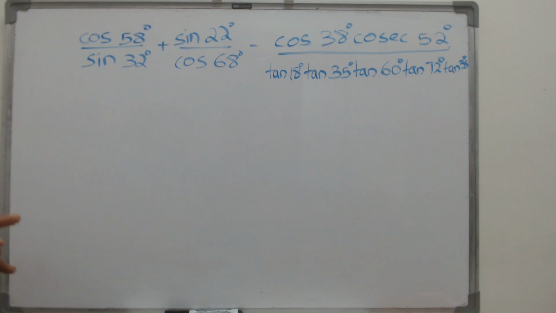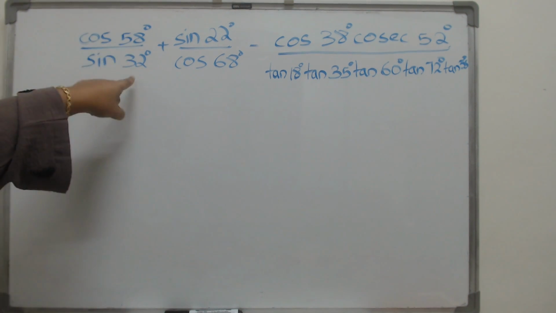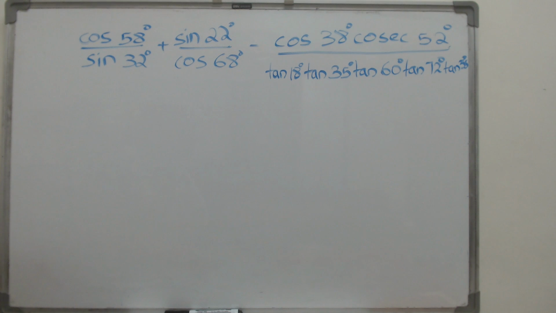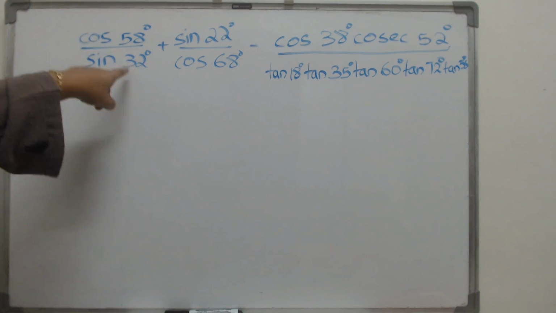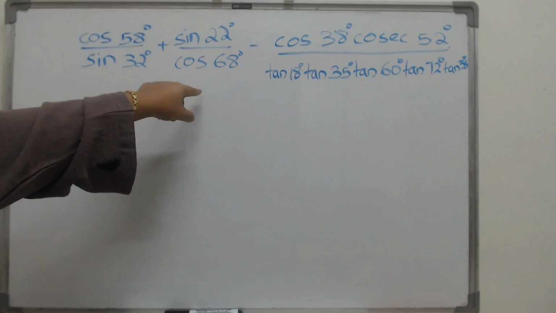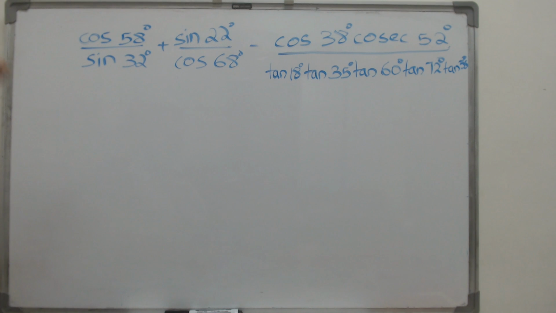What is the first thing? All of these angles are sets of complementary angles, or in other words, angles whose sum is 90 degrees. 58 and 32, 22 and 68, you will see that such angles are occurring in pairs of complementary angles. And what is the rule about complementary angles? What do we know about them?